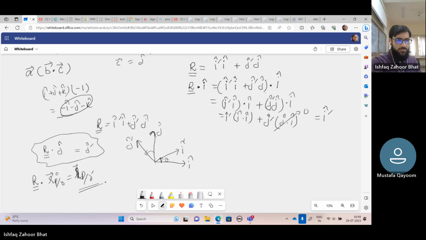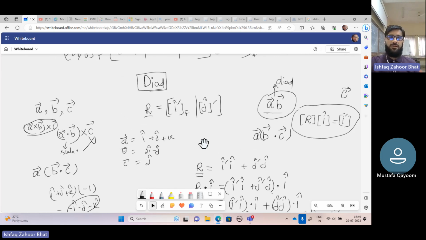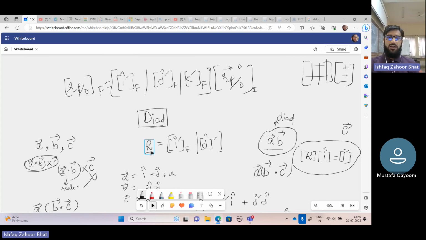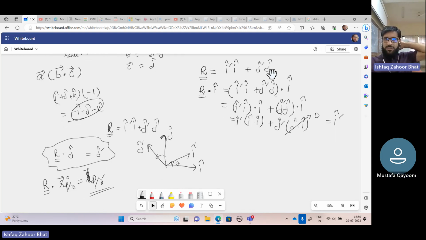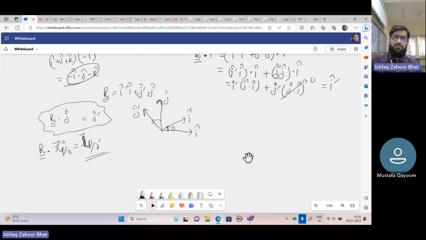Basically this R is similar to the rotation matrix, but this is not a matrix. That is why I have represented it in a different way. Wherever I have used a matrix, I have just used the R with a different notation. But see, this is not a matrix. This is general. That is what I am trying to make you understand. You can take it in any frame, but in each frame, it will have its components. Let us see what those components will be.